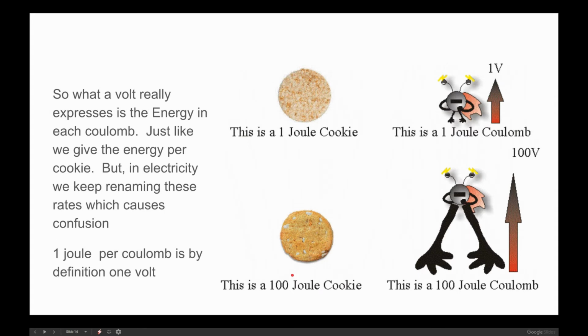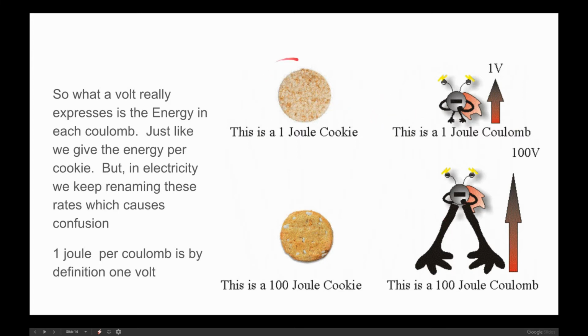So, what a volt really expresses is the energy in each coulomb, just like we tell you the energy in each cookie. So, a 1 joule cookie, a 1 joule coulomb. This is a 100 joule cookie. This is a 100 joule coulomb. Don't art shame me. I did my best. Do you understand the difference?